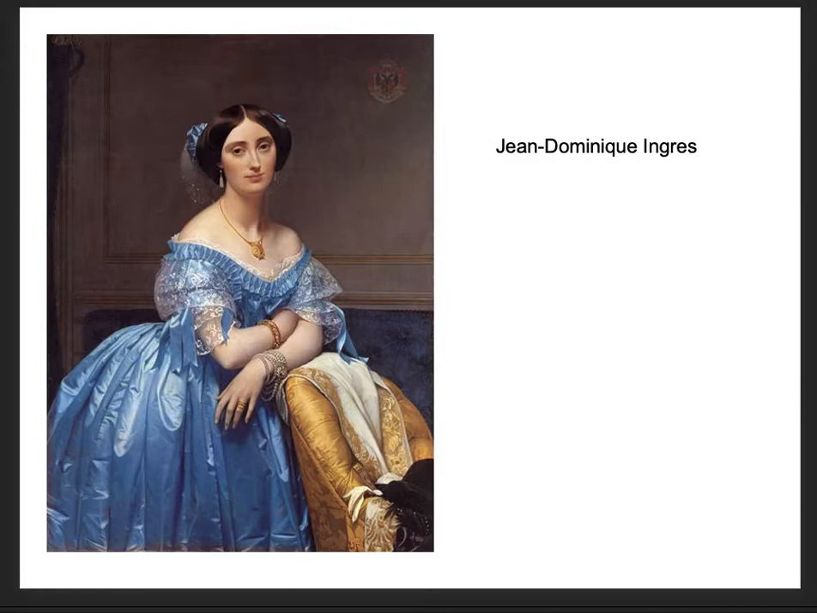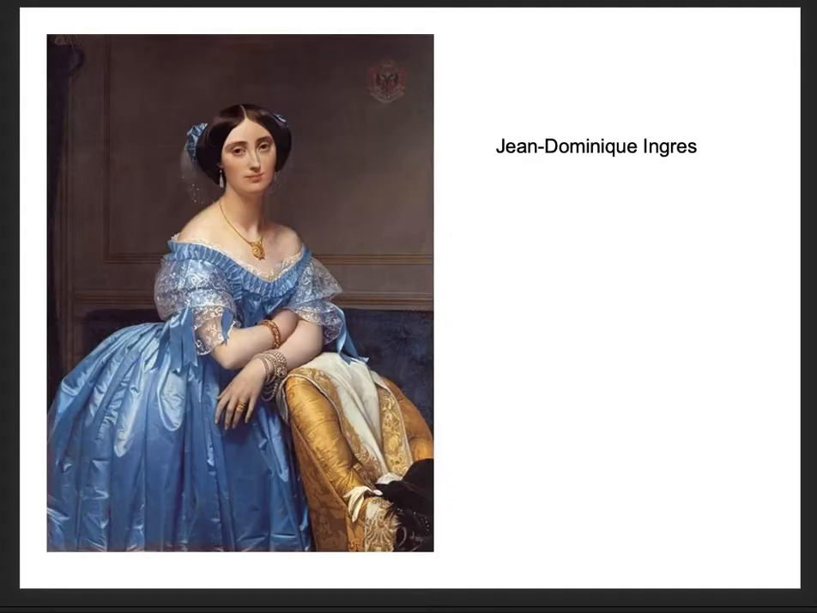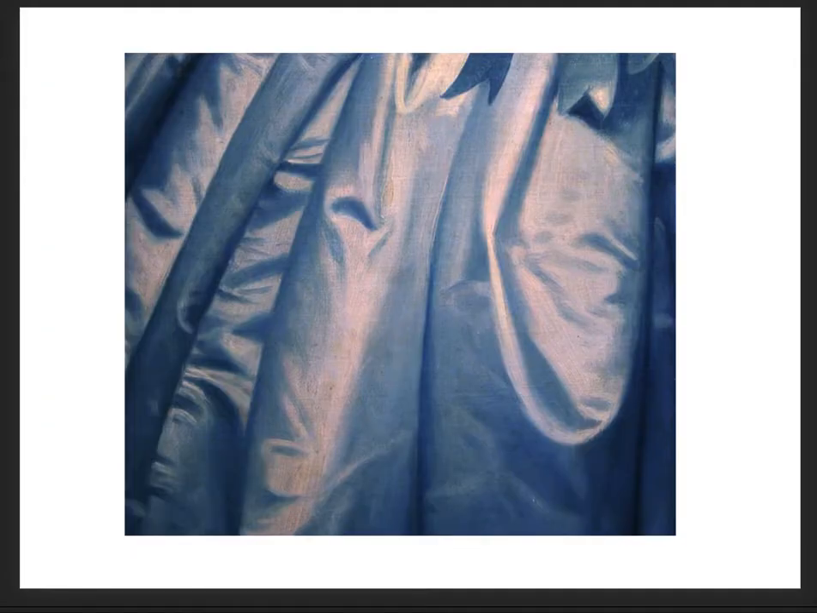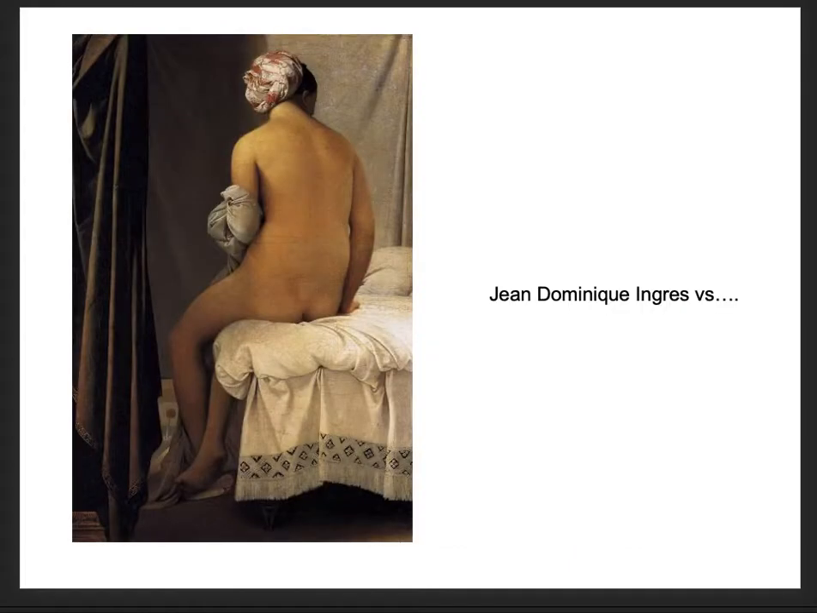We have a French academic here, famous for his portraits, Jacques-Dominique Ingres, or Ang, depending on your French accent, and then a detail. How are you going to learn how to paint amazing satin without seeing this stuff in person? More Ingres, which is very much about the beauty of women, typically.